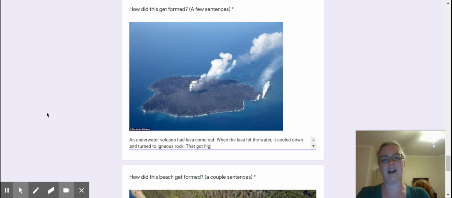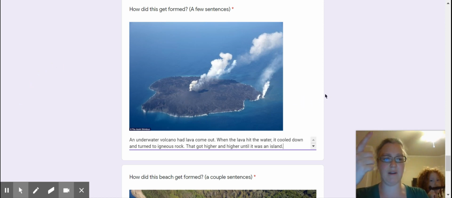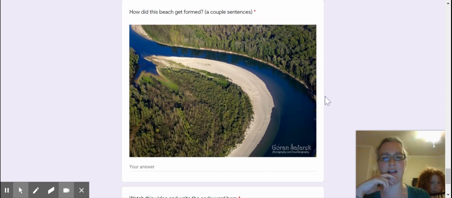That got higher and higher until it was an island. So, important things is lava coming out of a volcano, cooling down to make rock, and if you named it igneous rock, that's even better, and that it gets higher and higher until it is an island.